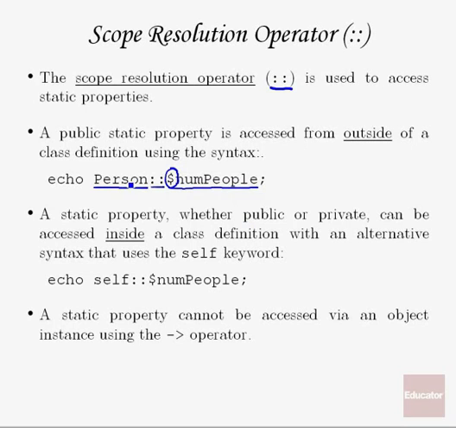And the reason you can access it this way is that you could almost call it a class property, because numPeople is a property of this person class, since there's only one version of it. There's not a version for each instance of the person class. And you can do that for public static properties.